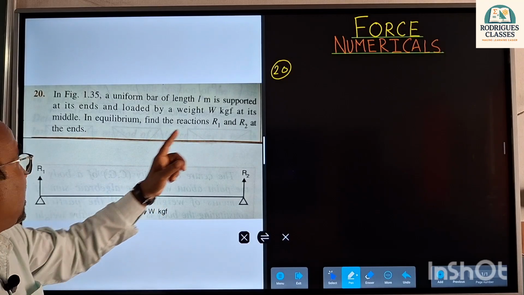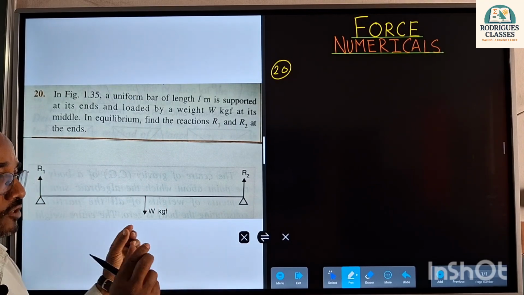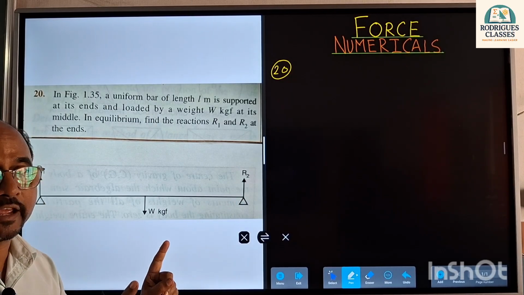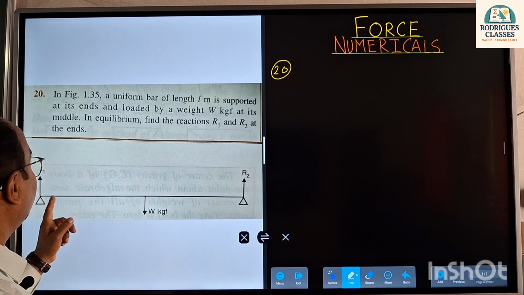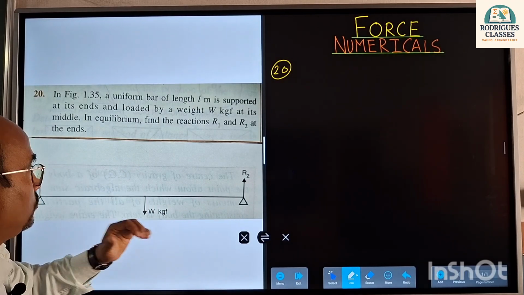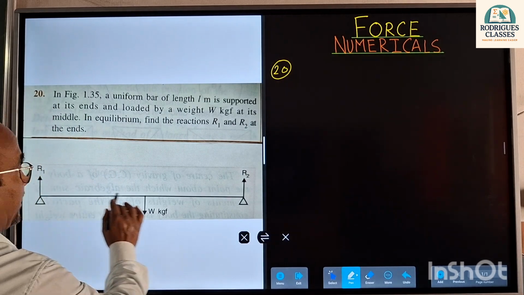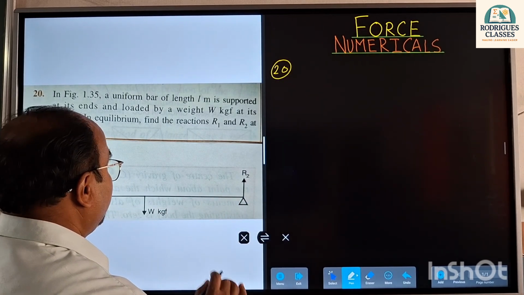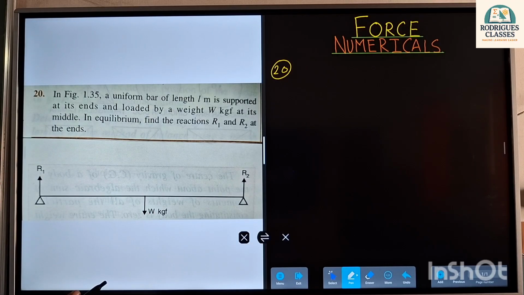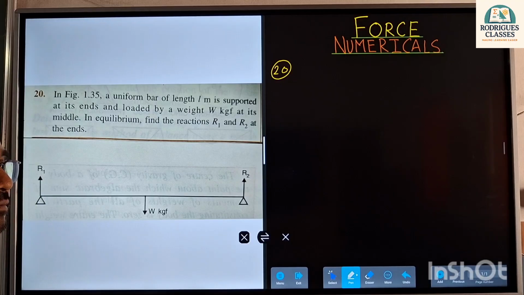Find the reactions R1 and R2 at the end. These two are the reactions because it is placed on a support. This weight is pulling it down, so this part will be applying a normal reaction force upward. We have to find R1 and R2 here. Let us see how we will work it out. The entire length is L, so from here till here, the length becomes L by 2. Same way the length on this side is also L by 2.